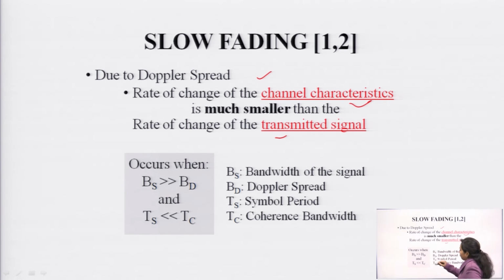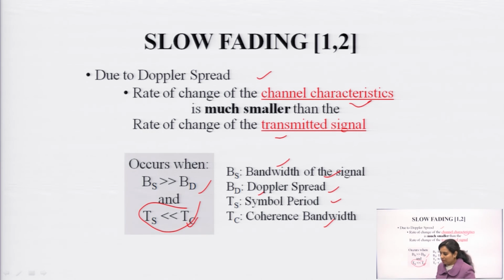Now, it occurs when Bs is far greater than Bd and Ts is far less than Tc. Now, Bs means bandwidth of the signal, Bd is the Doppler spread, Ts is the symbol period and Tc is the coherence time that we have seen. So, when the symbol period is far less than the coherence time, and when the bandwidth of the signal is greater than the Doppler spread, that is Bs is greater than Bd, that is what occurs in the slow fading case.